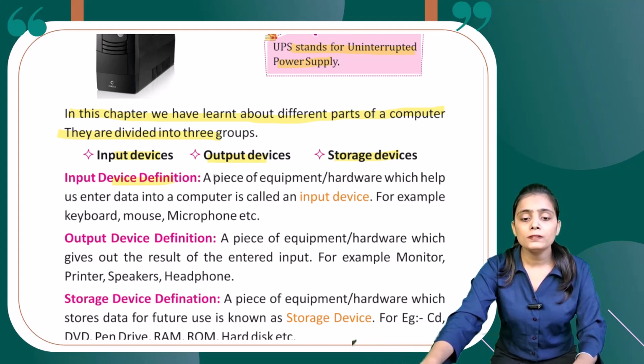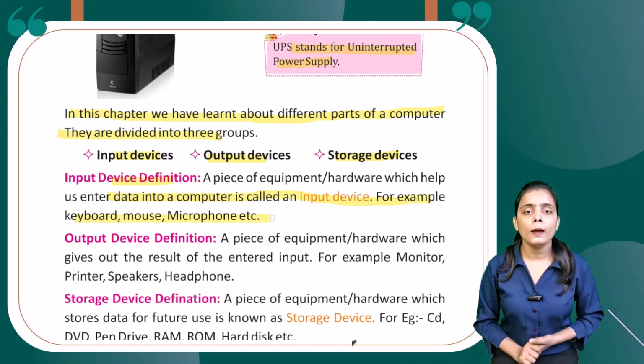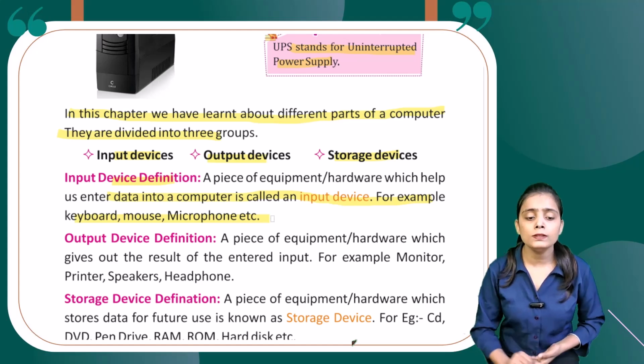So an input device is a piece of equipment, hardware which helps us enter data in a computer, is called an input device. For example, keyboard, mouse and microphone. So these all are examples of input devices.